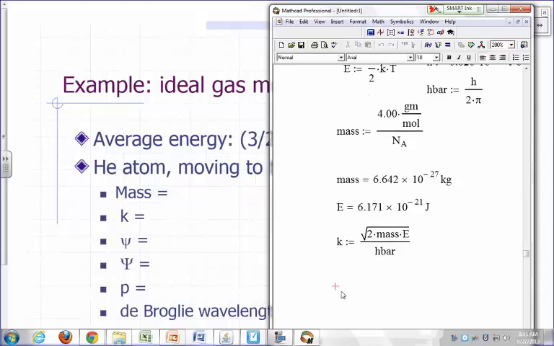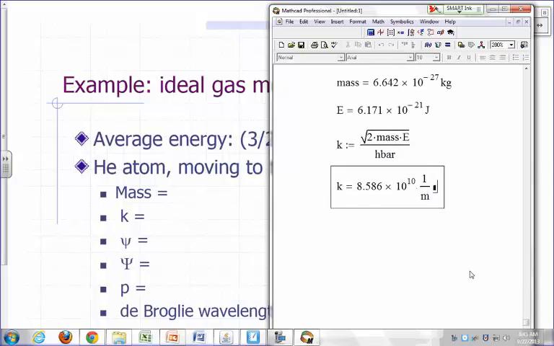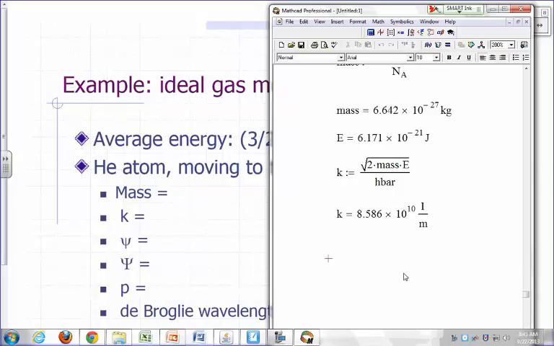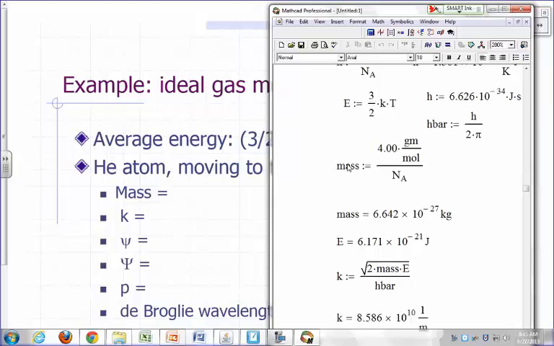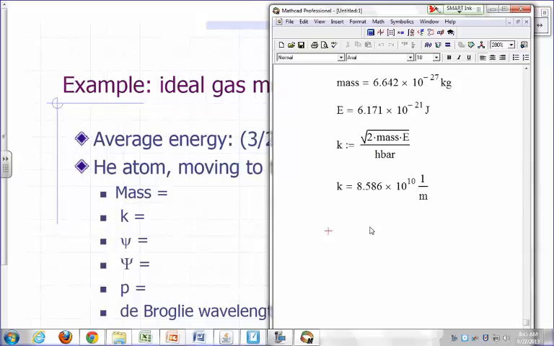So that's our k. That's per meter. That should be the right unit, right? How do we get E? We're just assuming we're dealing with an average helium atom. An average ideal gas molecule at a given temperature will have an average energy of 3 halves kT. Okay, that's from kinetic molecular theory.